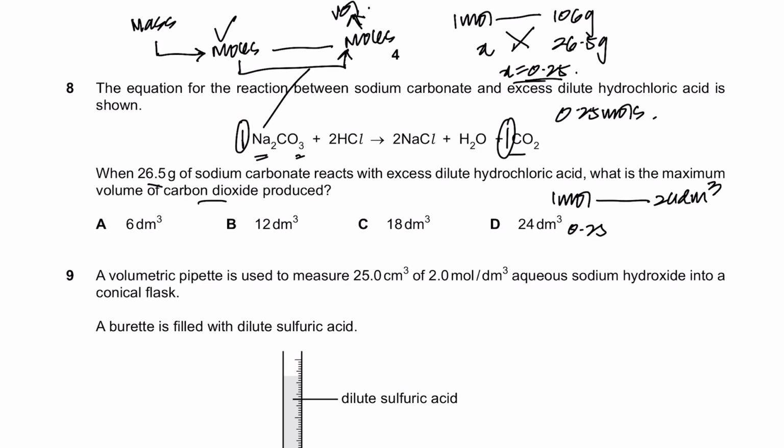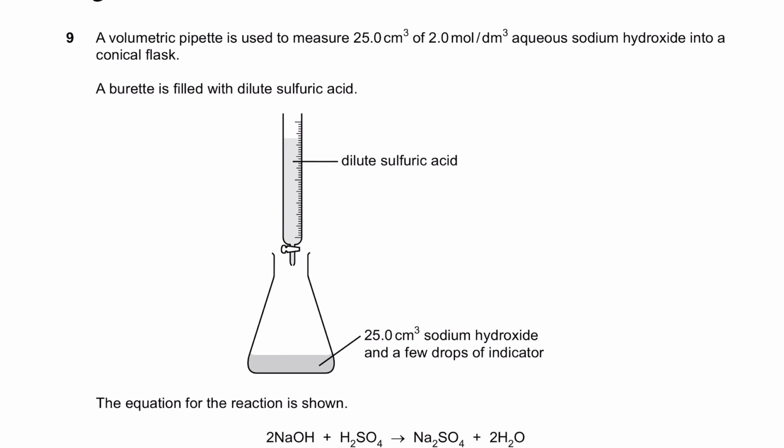So if you have 0.25 moles, how much volume would it occupy? 0.25 times 24, that gives me 6 dm³. A volumetric pipette is used to measure 25 cm³ of sodium hydroxide. So you are given the volume and concentration, you could find the moles out of it. How would you do that?